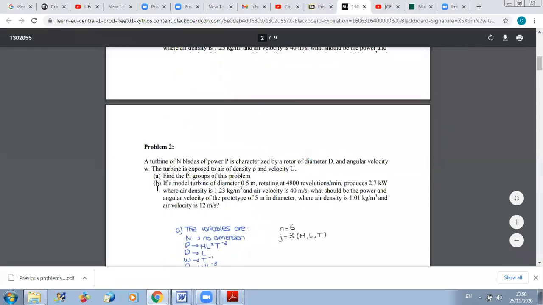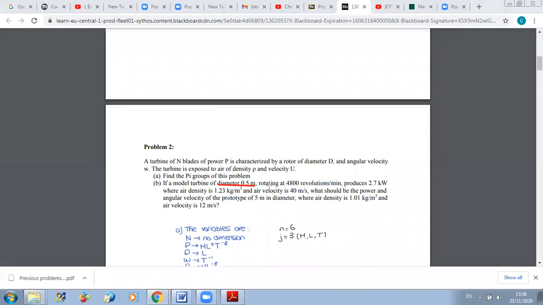Okay. In the second question, they gave me all parameters of the model. They gave me the diameter, the omega, the power, the density, and the velocity. And now all I have to do is find, for the prototype, they only gave me the diameter, the density, and the velocity. And I will find the 2 remaining variables, which are the power and the angular velocity.